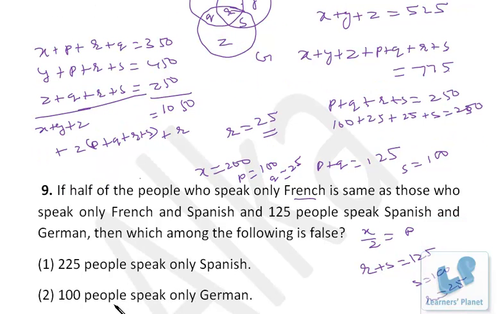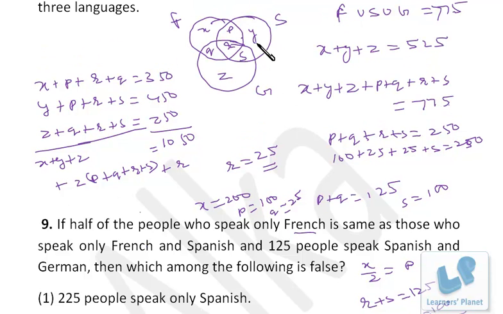Now we have to check. 225 people speak only Spanish. Only Spanish means we have to calculate Y, right? So from this equation, P plus R plus S can be deducted. So P is 100, R is 25 and S is 100, right? So P plus R plus S, that is 100 plus 25 plus 100, that is 225. So Y will be equal to 450 minus 225, that is 225. So this is correct. Okay.